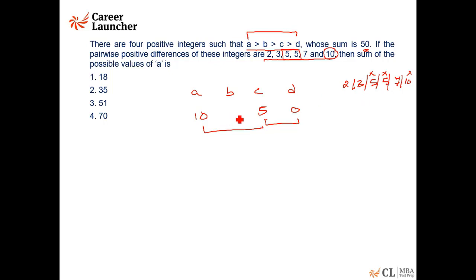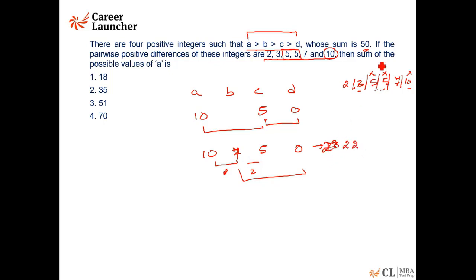If I take 2, 3 and 7, let me put here 10 and 0. If I take b to be 7, let's say, that means this is a difference of 3, this is 5, this is 3, this is a difference of 1, a difference of 2, 5, 5 we already have, 5, 5 and 10 we have already done, and this difference of 7. So one combination is 10, 7, 5, 0. Now what is the summation of this? The summation is 10, 17, and 5, 22.